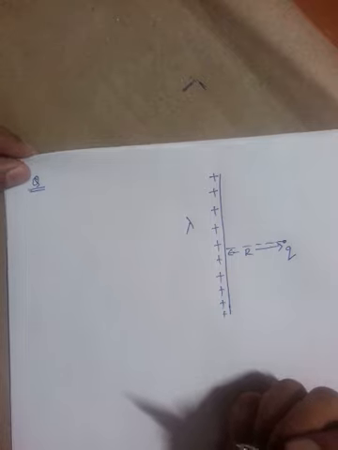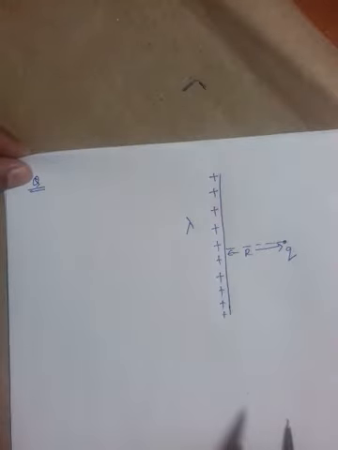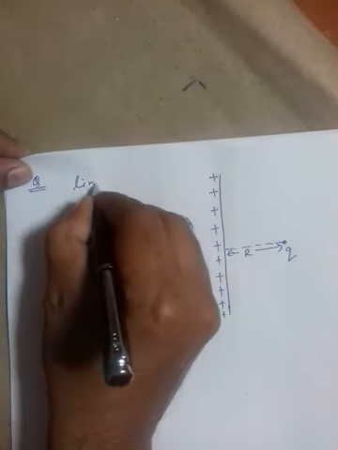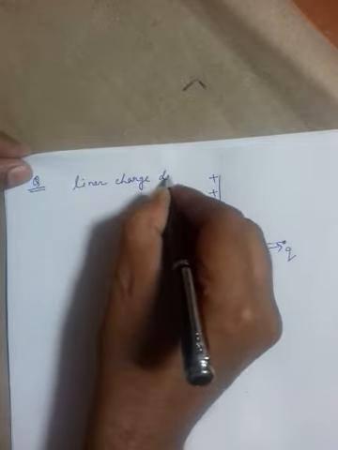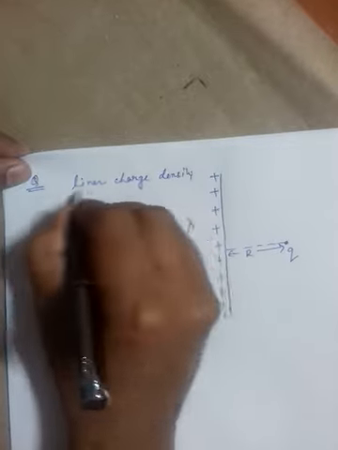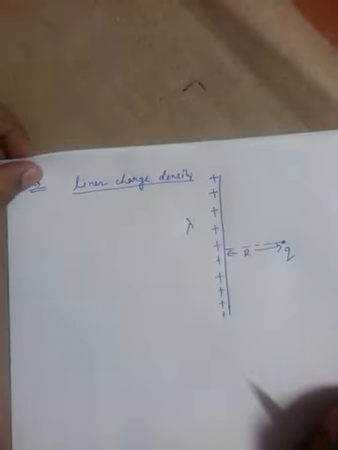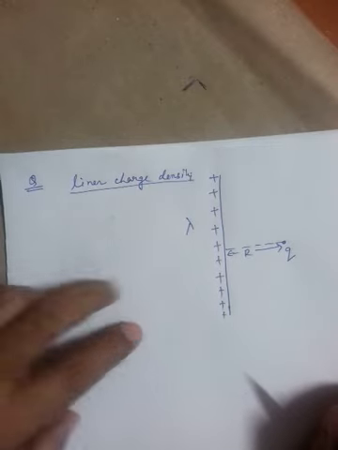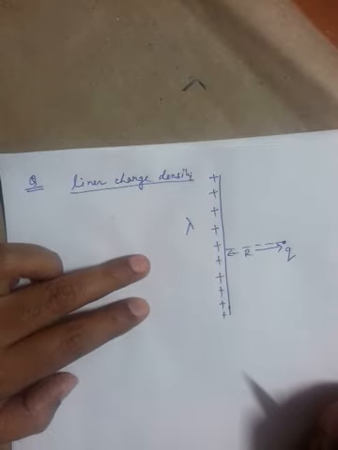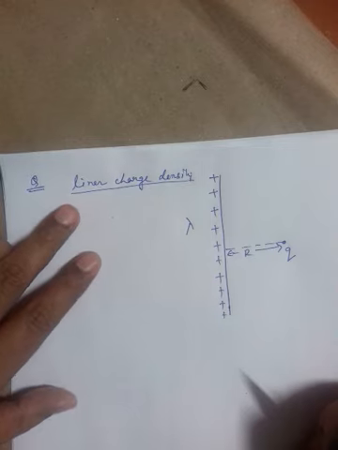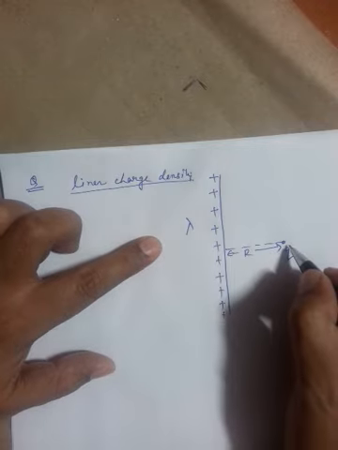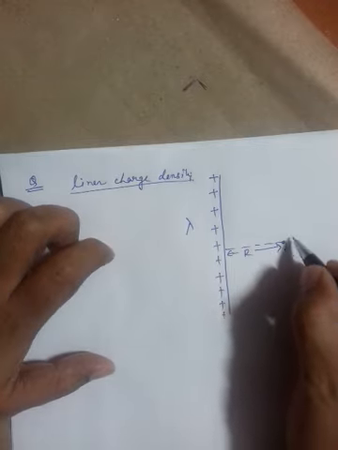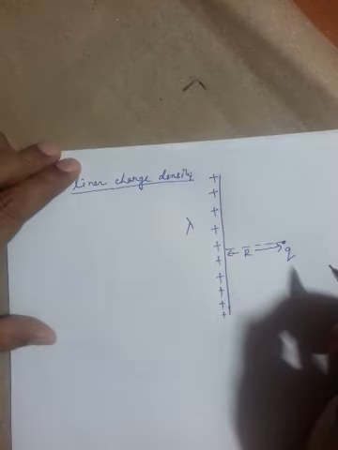Now how to do the calculation? The total charge of the rod is nowhere written. Instead, one sentence is written: linear charge density. The name suggests charge is present along the length, so linear charge density means charge per unit length, which is lambda. To calculate the force acting on the point charge, Coulomb's law is valid for a point charge but not valid for this rod, because the rod is a big-size object.